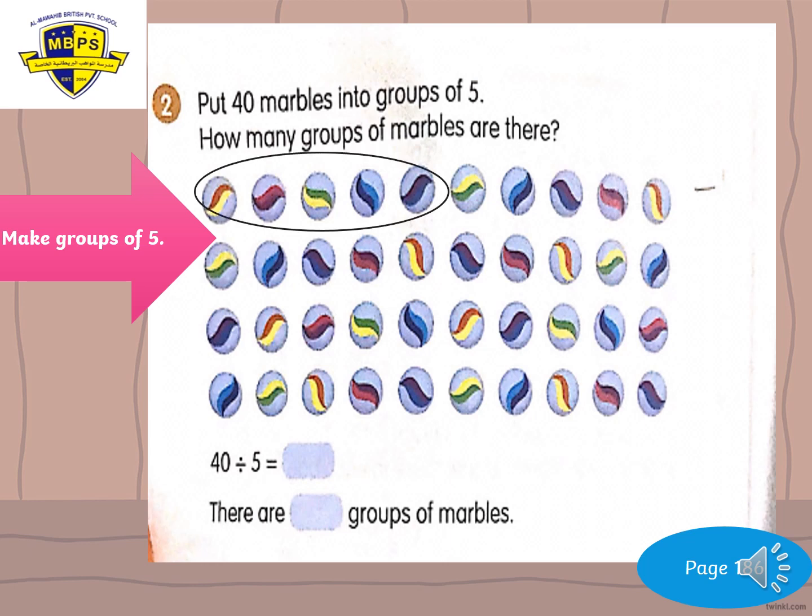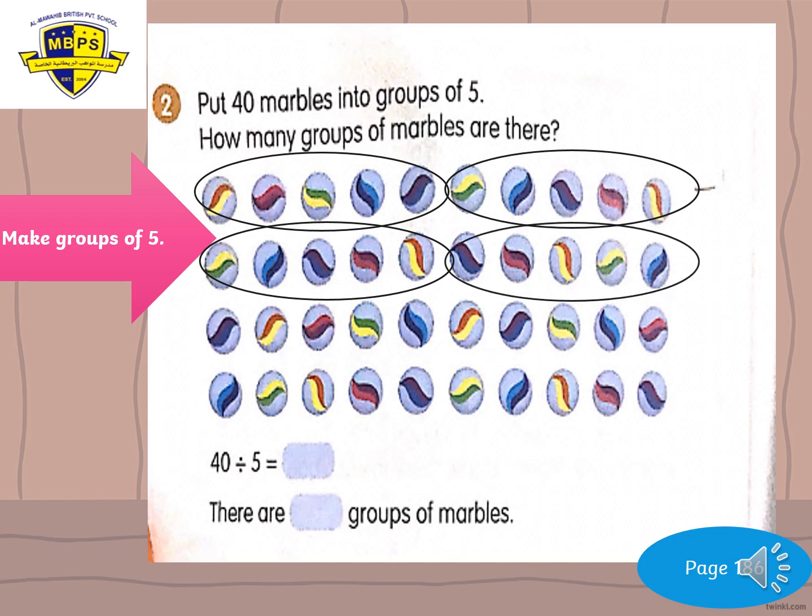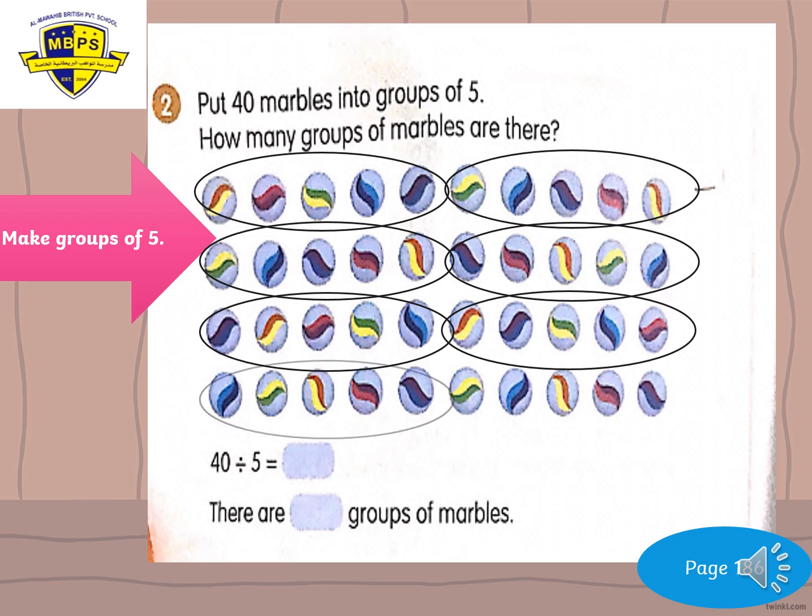This is the first group. One more. Count the marbles and put them in groups of 5. Now I finished grouping the marbles. Did you finish? Now start to count how many groups of marbles are there.